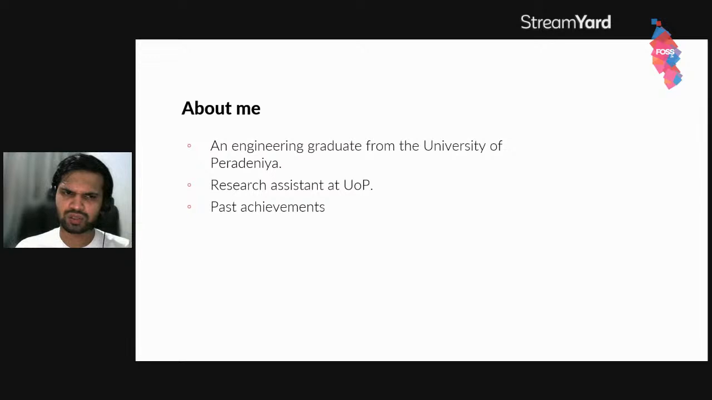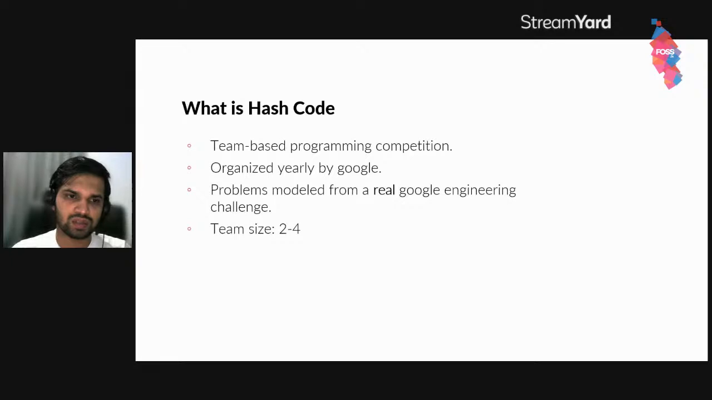I'm going to give a brief introduction about what the Google HashCode competition is. Basically, this is a team-based programming competition organized by Google yearly. They model a problem from a real-world problem, and they give this problem to the HashCode competition, and these teams try to come up with a solution. Usually teams are about 2 to 4 in size, from all around the world.